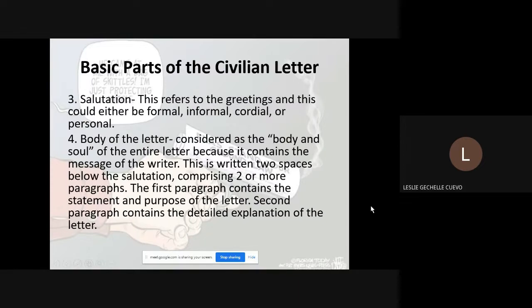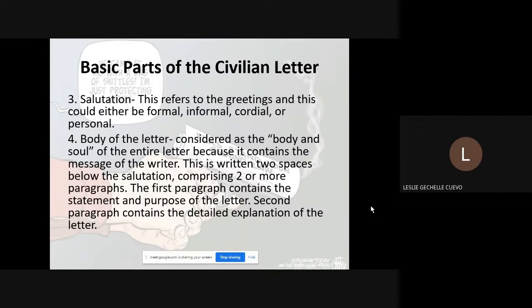And then we have salutation. This refers to the greetings, and this could either be formal, informal, cordial, or personal. Dear ma'am, yun yung ilalagay nyo doon. Kung lalaki, syempre, dear sir. Kapag hindi ka sure, pwede mong ilagay na dear ma'am slash sir. Yun ay kung hindi mo nga kilala yung address mo.